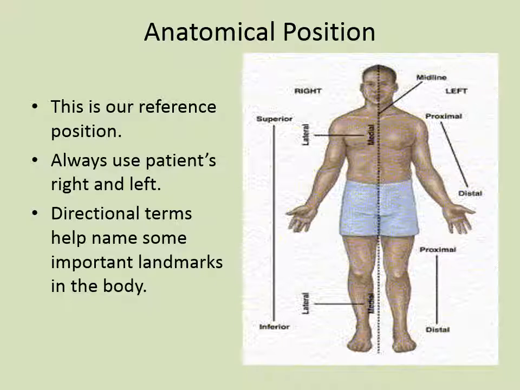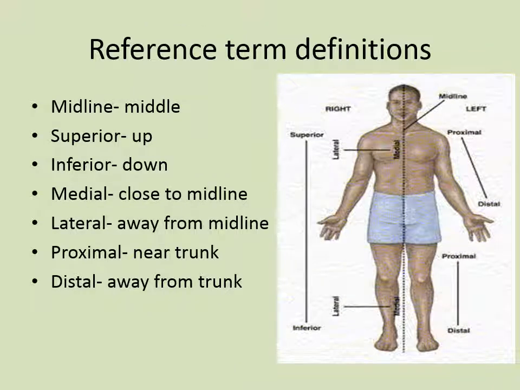Directional terms help to name some important landmarks in the body, and it will also help us to name some movements as well. So from this anatomical position, we have some reference term definitions. So midline refers to the middle of the body, so close to the middle of the body. Superior refers to up or above, where something would be. Inferior is down or below.